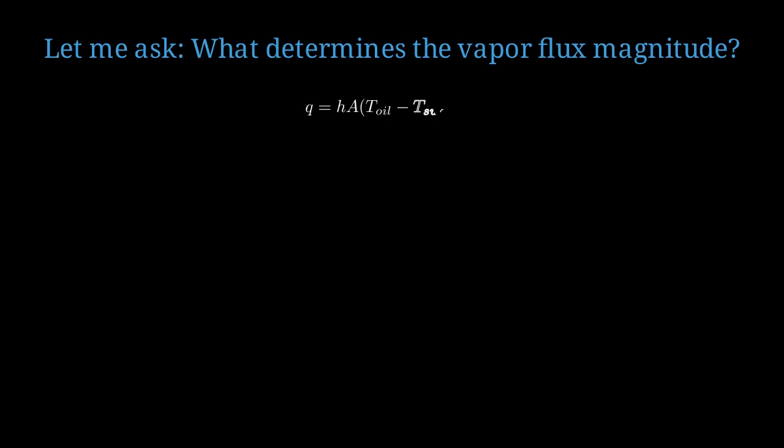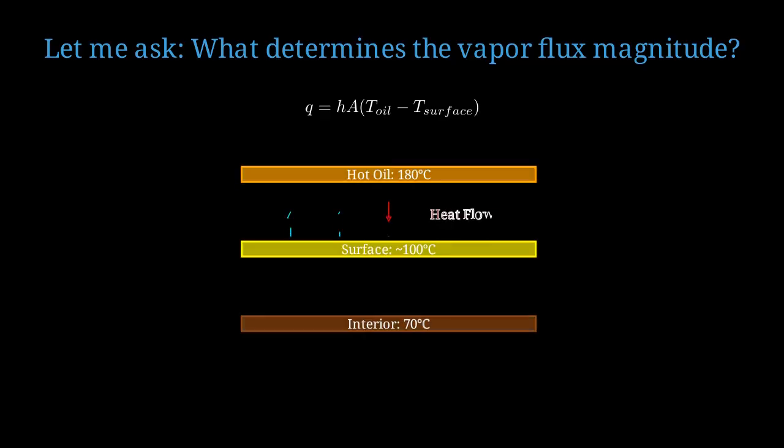Heat flux equals heat transfer coefficient times area times temperature difference. Higher oil temperature means more heat flux, which means more rapid vaporization. Heat flows from the hot oil through the surface into the food interior. At the surface, this heat vaporizes water, creating the protective vapor barrier. The surface stays near 100 degrees as long as water is available.